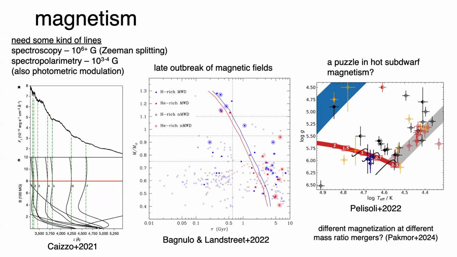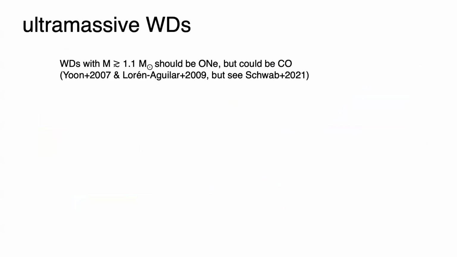There's a class of objects called hot subdwarfs, which are basically helium-burning stars, many of which should originate from helium white dwarf mergers. But it turns out that most of them are not magnetic, and those that are magnetic are in this weird class called sdO. And we don't know why these objects are preferentially not magnetic. So that's an open question.